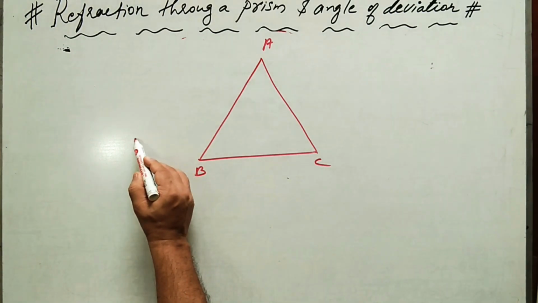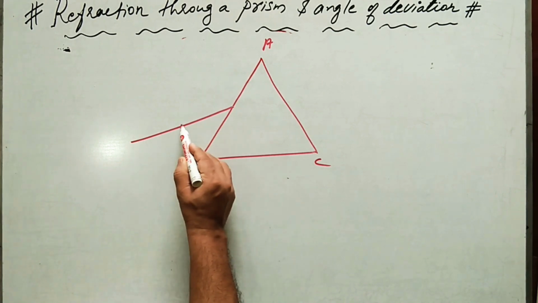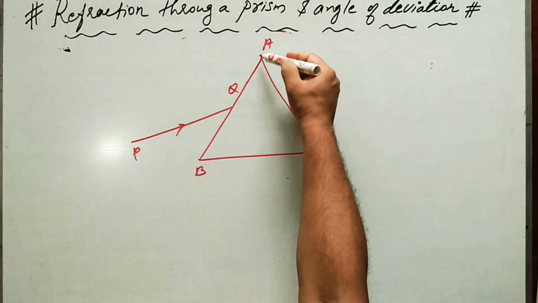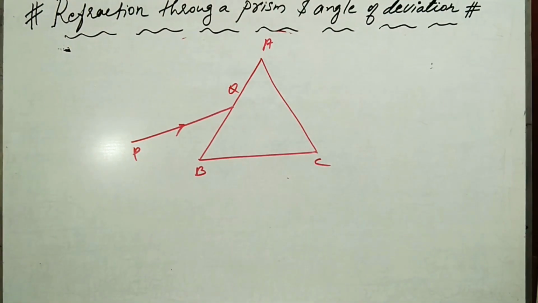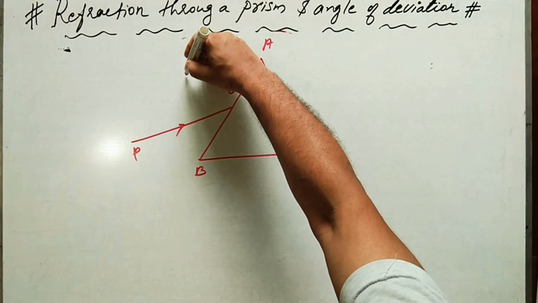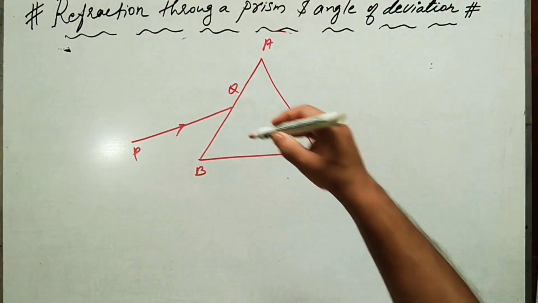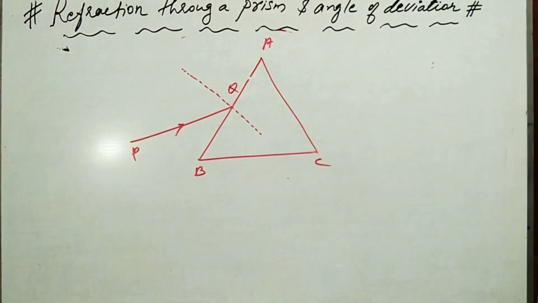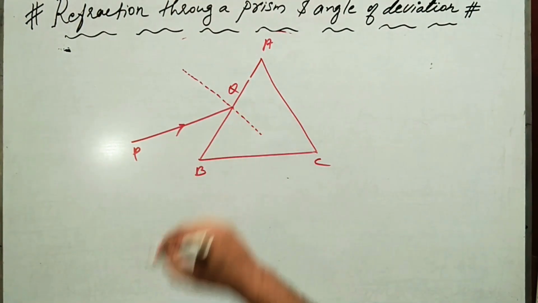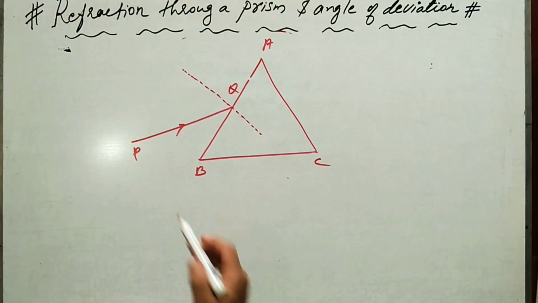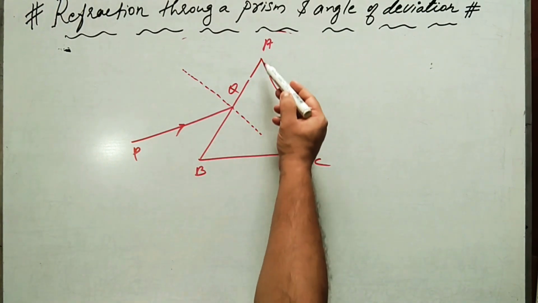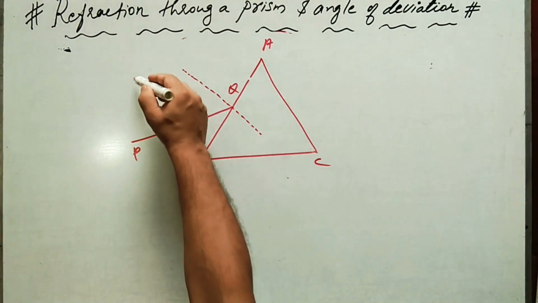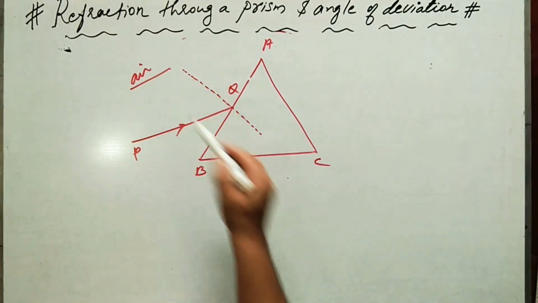Now an incident ray PQ is falling on one of the refracting surfaces, AB. Let us draw a normal at the point of incidence. So I have drawn a normal to the point of incidence. Now we can see the ray of light PQ is falling on the surface AB and it is ready to enter into glass. So the light ray is traveling from air to glass.